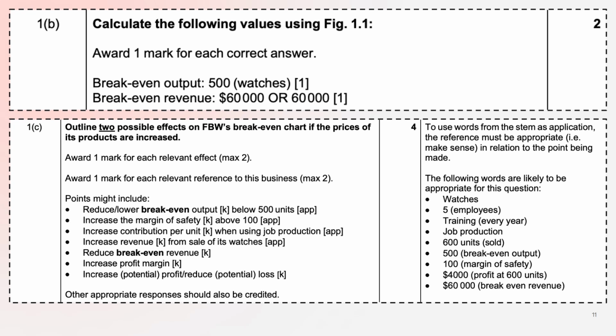You could say any of these points in order to get marks. And remember, it's 1 mark for each relevant effect and 1 mark for each relevant reference to the business. So you should mention small details about them. For example, that they make watches or that they train their employees, how many employees they have, right? Just mentioning the business in context is going to get you 2 out of your 4 points.